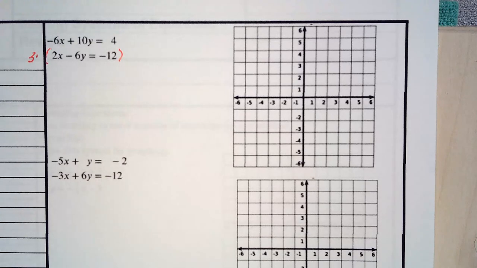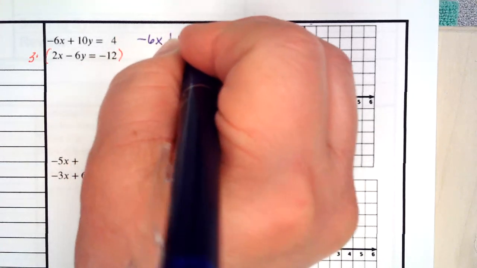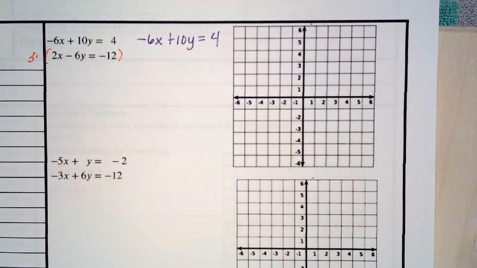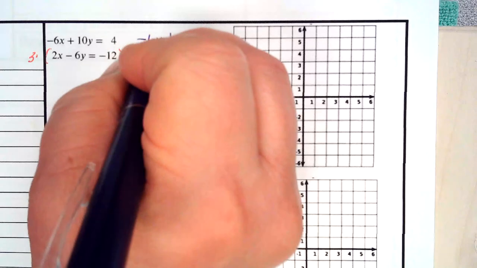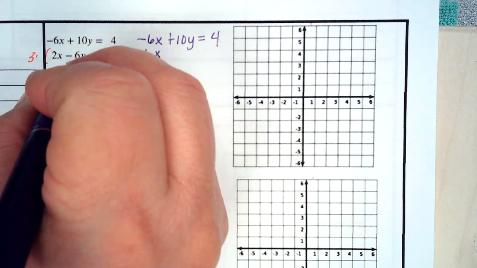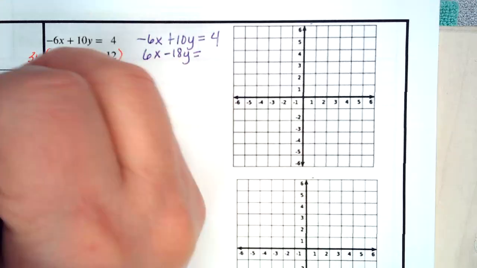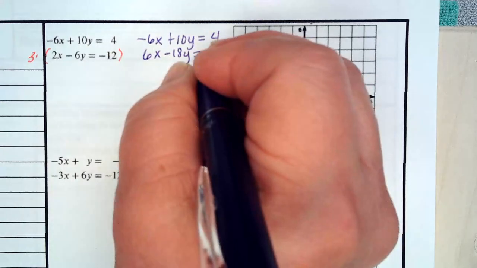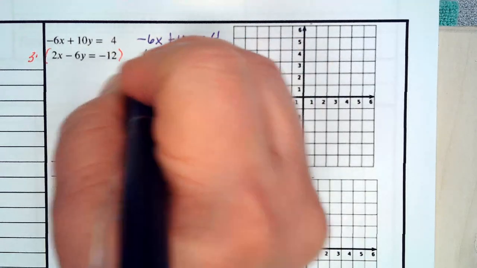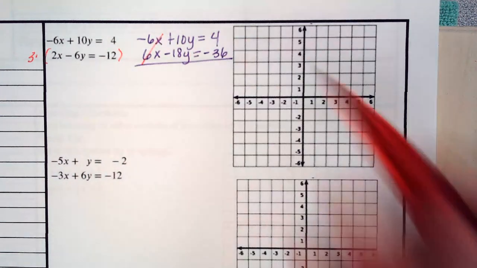Okay, so the top equation, I will not change. I'll have negative 6x plus 10y is equal to 4. But the second equation, I'll multiply by 3. 3 times 2x is positive 6x. 3 times negative 6y is negative 18y. And negative 12 times 3 is negative 36. I've created my opposites. I can eliminate the x variable.